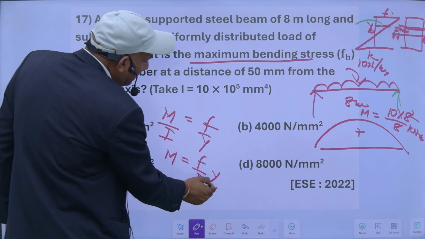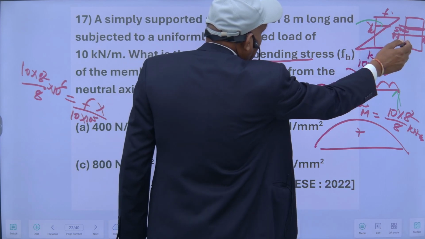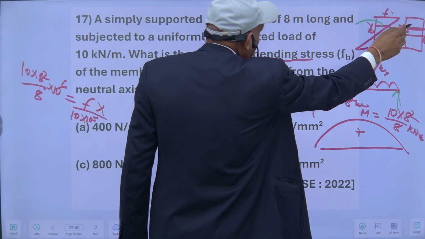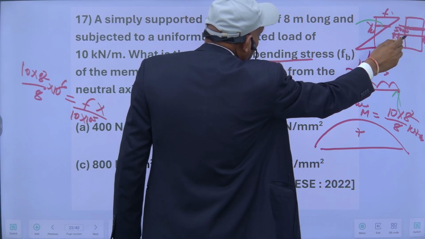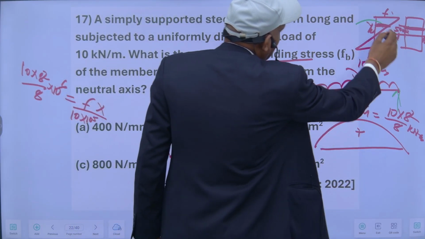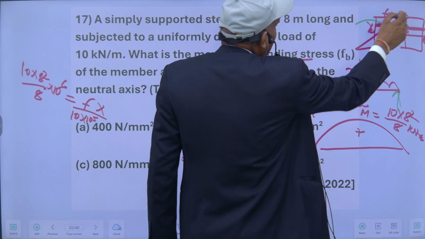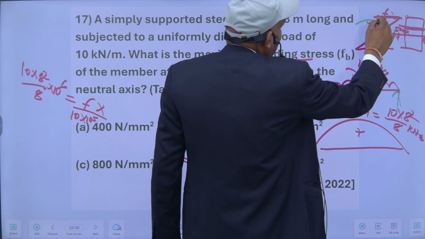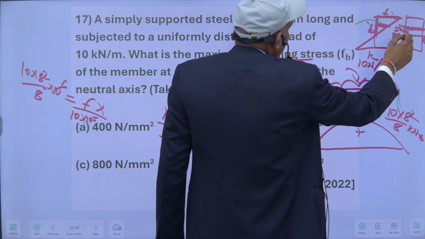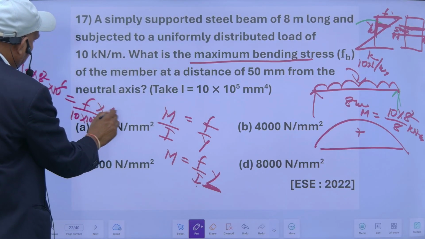This y is the distance from the neutral axis at which the stress is to be calculated. So this y will become this 50 mm. So this will give stress at this level. When I put the value of the y, it will give extreme fiber stresses. If I want to know at this point, then y will become this one. So this y is 50 mm.